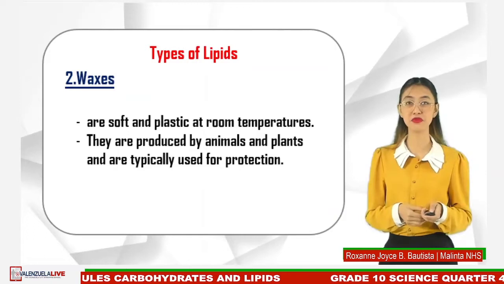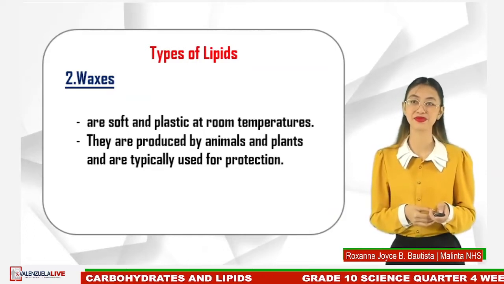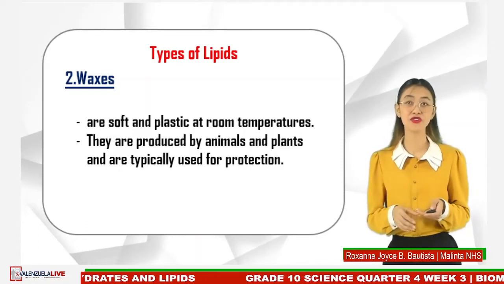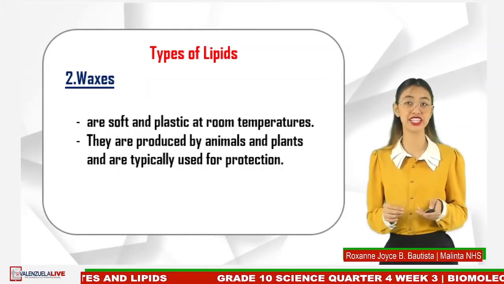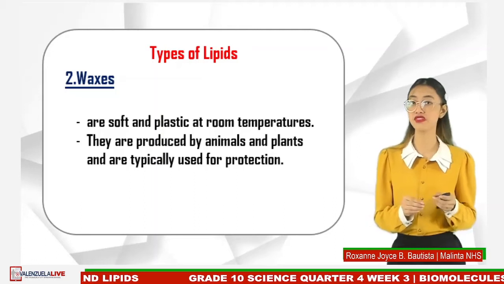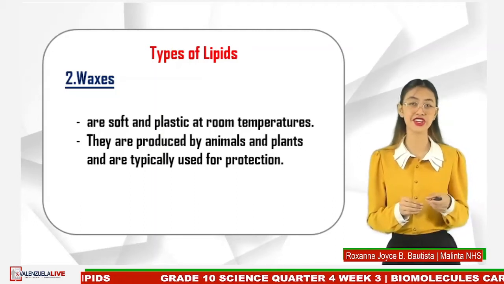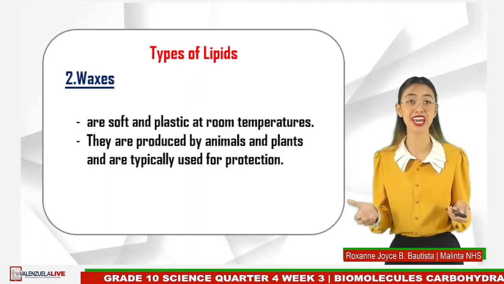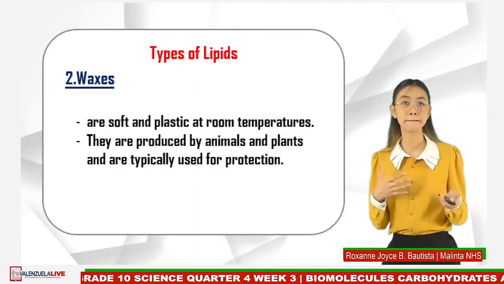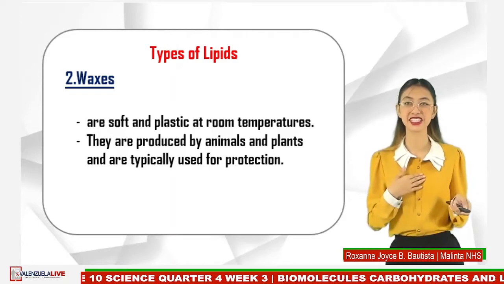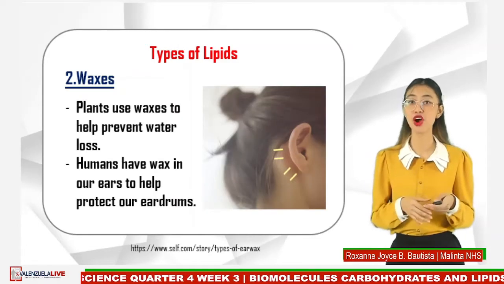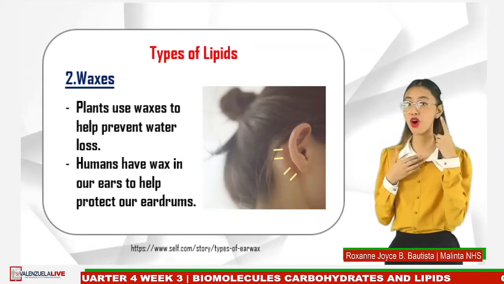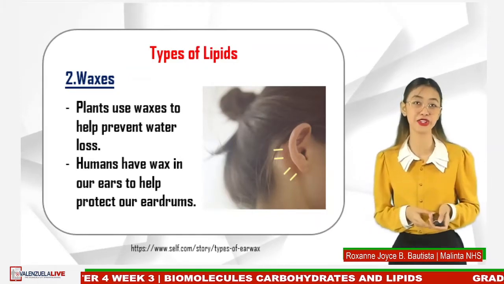The next type of lipids is known as waxes. Waxes are similar to fats in their chemical makeup. However, they only have one long fatty acid chain. Waxes are soft and plastic at room temperature. They are produced by animals and plants and are typically used for protection. Plants use waxes to help prevent water loss. Meanwhile, we humans have wax in our ears to help protect our eardrums.